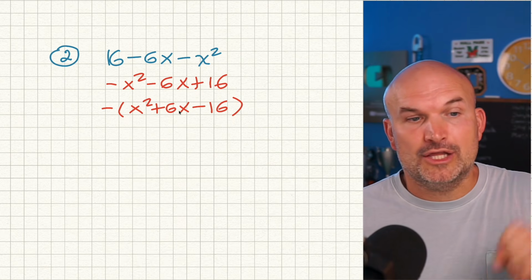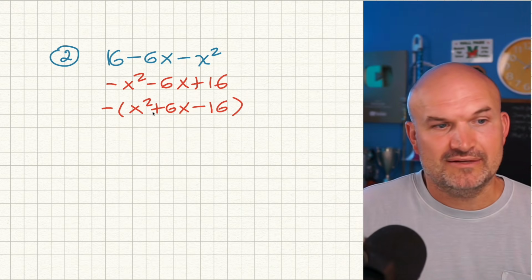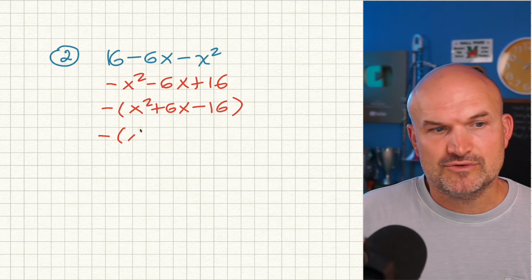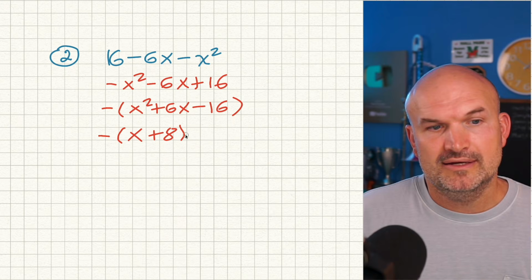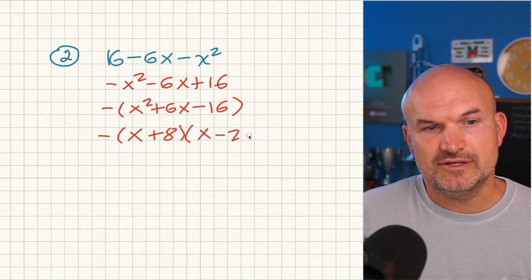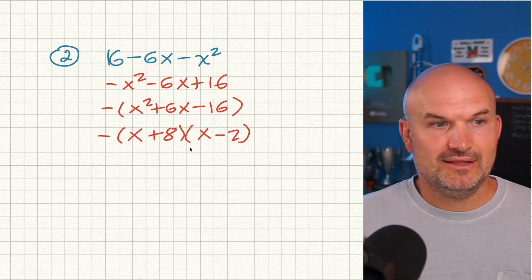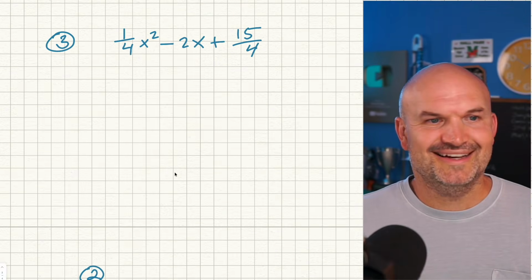So therefore, I'm needing my larger factor, 8, to be positive. So the factored form of this is going to be x plus 8 times x minus 2. And there you go. You can check it all out. There we go. I couldn't scroll.